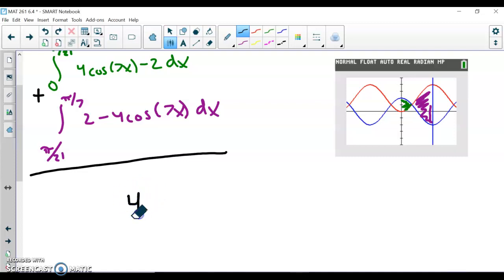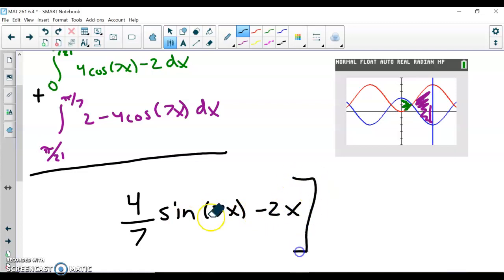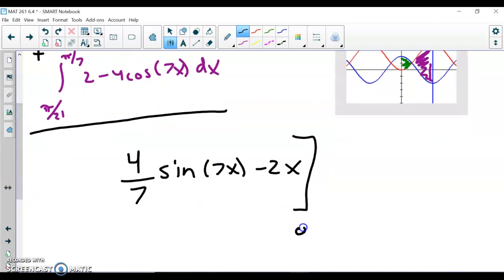So basically we're going to have the 4, we've got to take care of that 1/7, and then sine is the antiderivative of cosine, and we'll leave the 7x as it is. Then we've got minus 2x, and we're going from 0 to pi over 21.